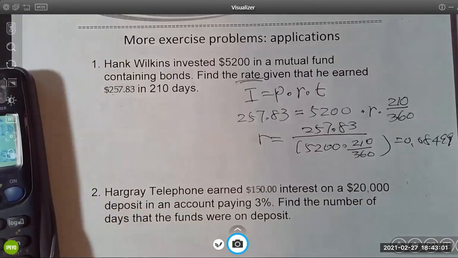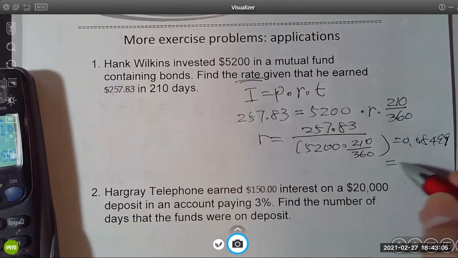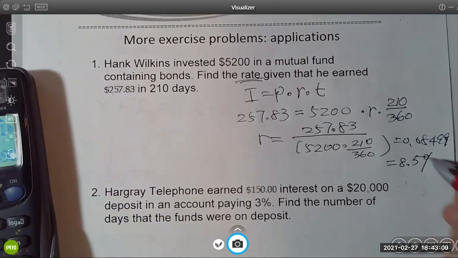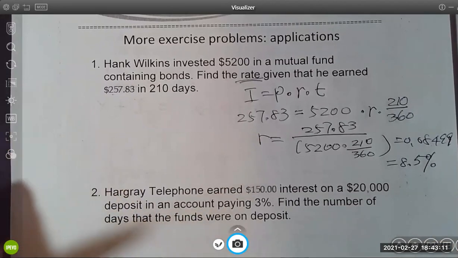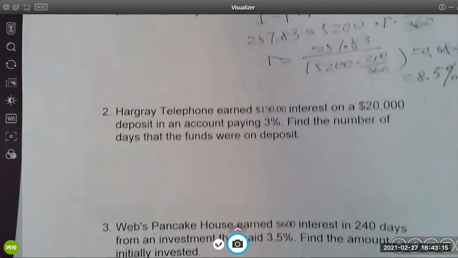Usually we keep one decimal digit in the percent. So we move it 2 digits to the right. We got 8.499, so 8.5%. So that's our final answer. Next one.